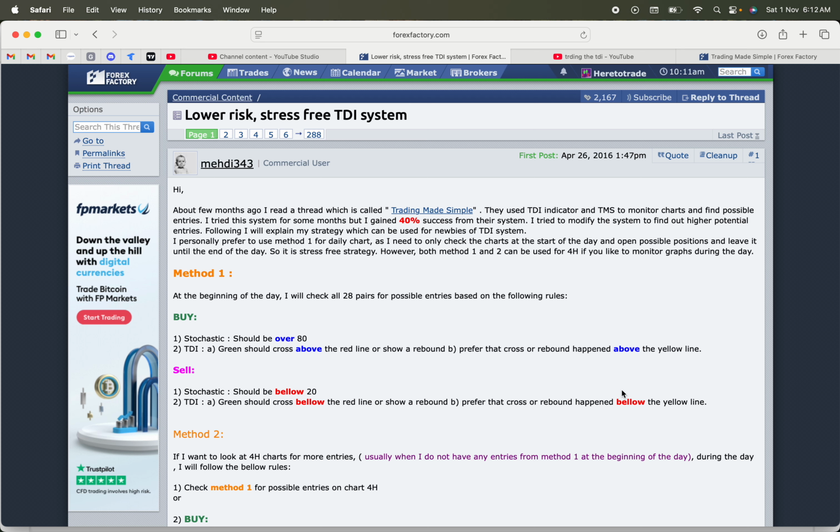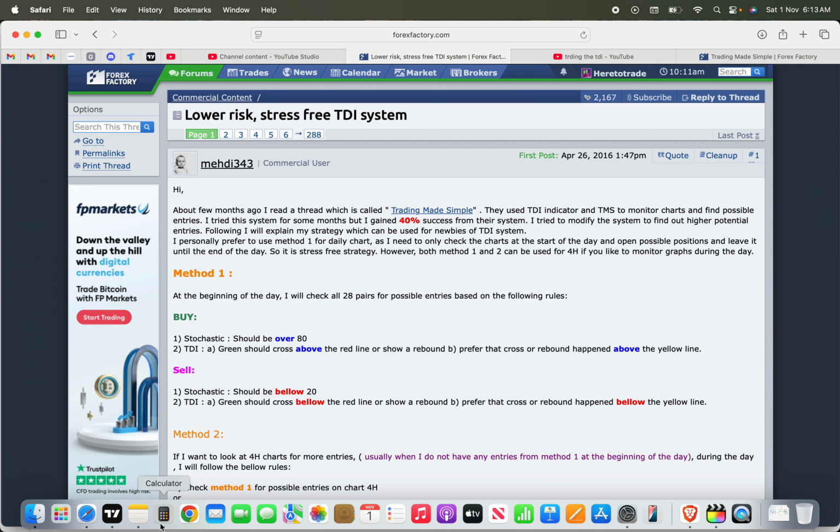In my downtime, I like trying new concepts and old concepts, and a lot of the information or strategies I enjoy finding on Forex Factory in the forums. And I came across this one from 2016 by this person here, MeHDI343, and it's a really simple system, and it's 288 pages.